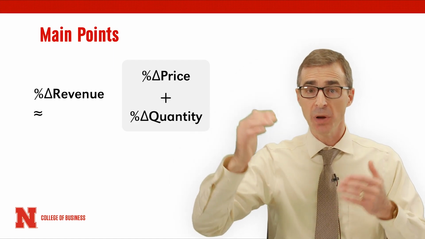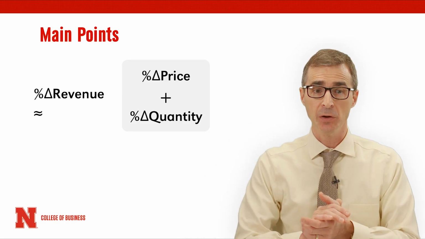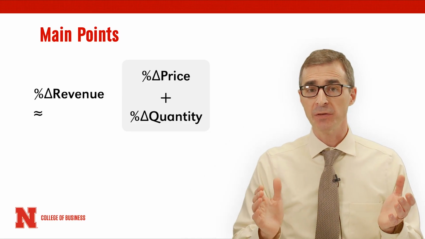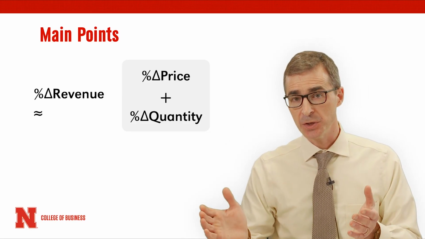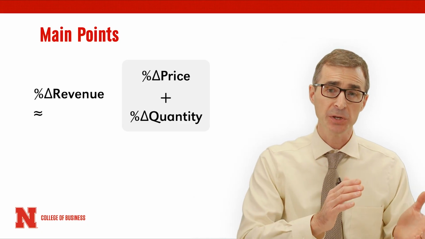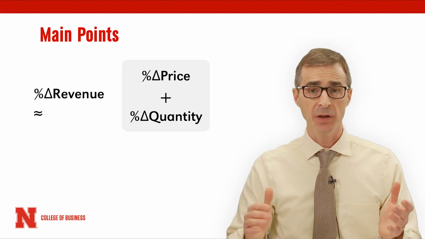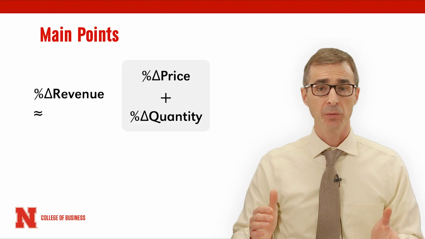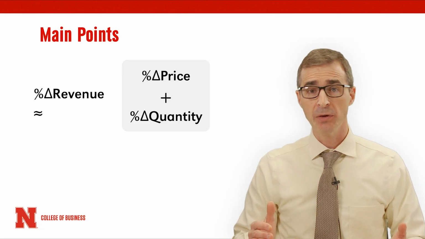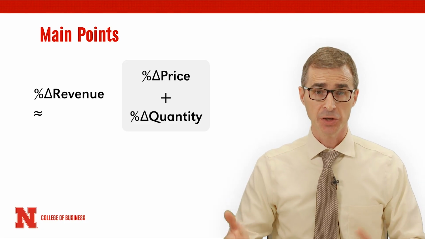Here we're going to use positive and negative values as they occur. But this tells us that either the percentage change in price or the percentage change in quantity may dominate the other, and that's going to dictate or determine whether the revenue goes up or whether the revenue goes down for a given change in price.